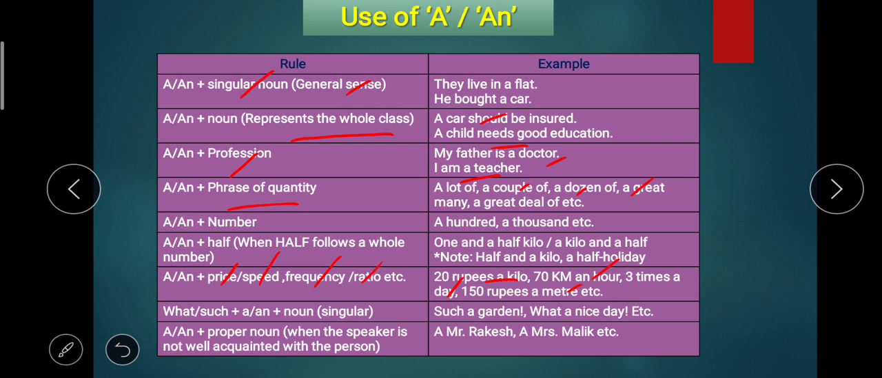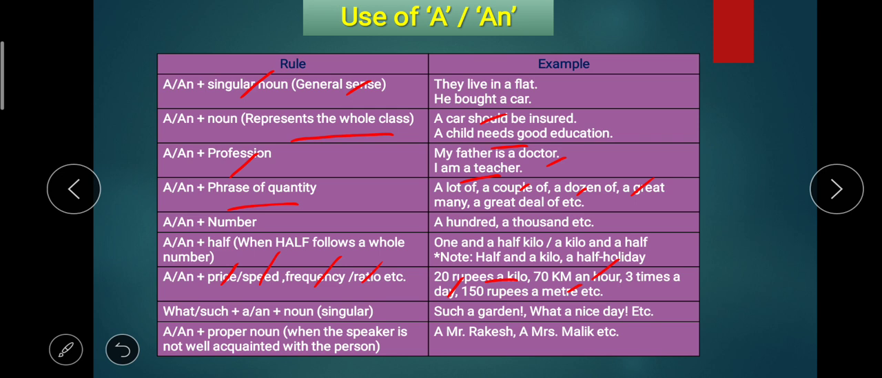Next is, we use it in exclamatory sentences beginning with what and such. These expressions show exclamation. Such a garden means the speaker is very thrilled and happy, so surprised to see the garden, the beauty of the garden maybe. What a nice day. So when these expressions are singular, then we use a or an before them.